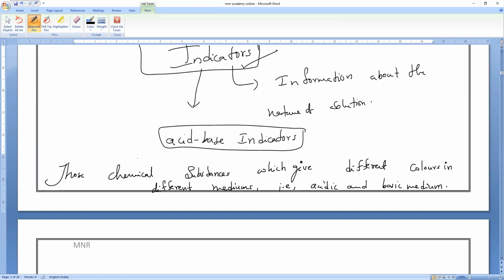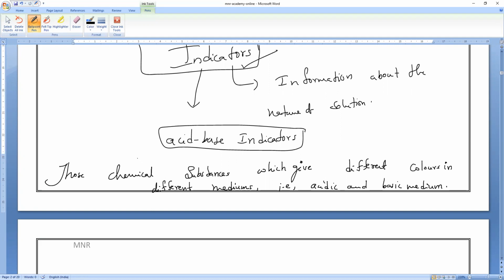In simple words, somebody will ask you, sir, what is an indicator? Suppose I don't know, change in color in different mediums, simply I can say that. Substances which help us to identify acid and base, that's all. They are called as what? Indicators. Clear? So that is what you have to remember.